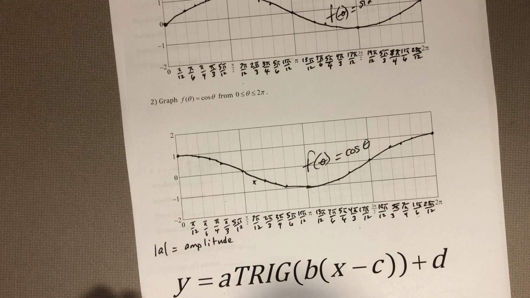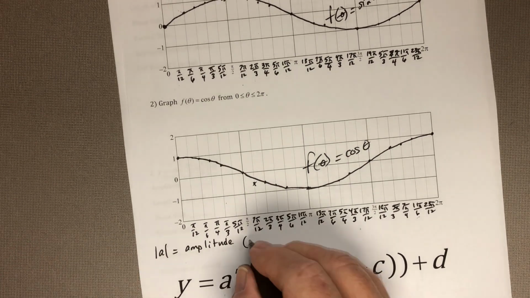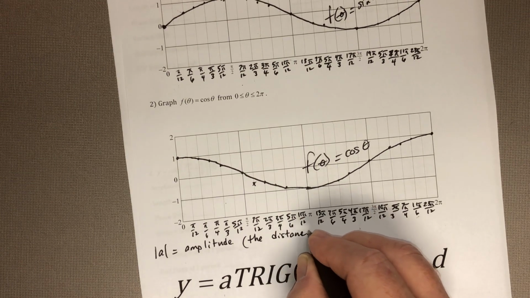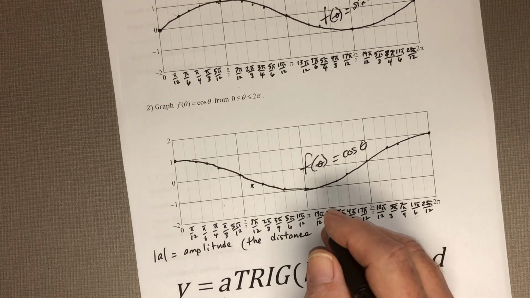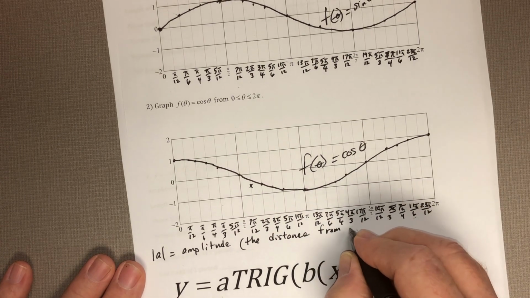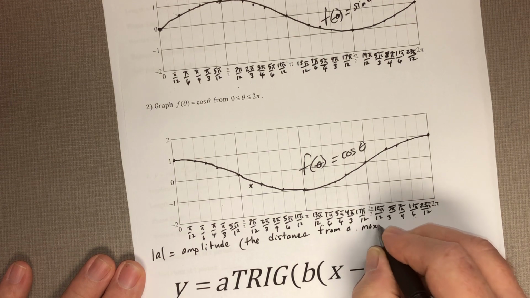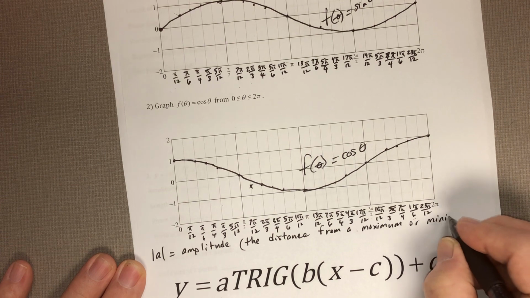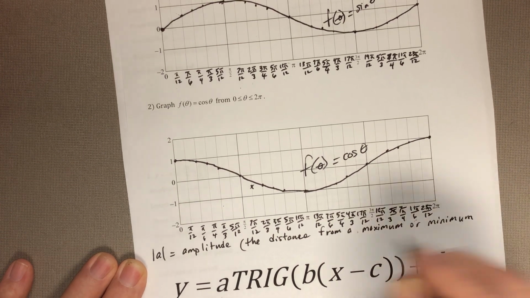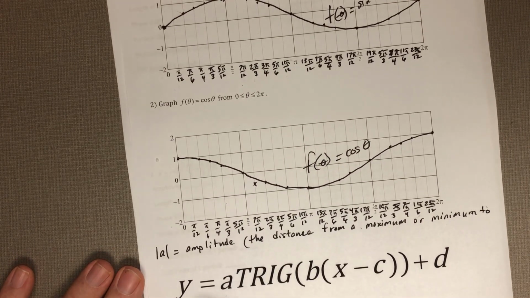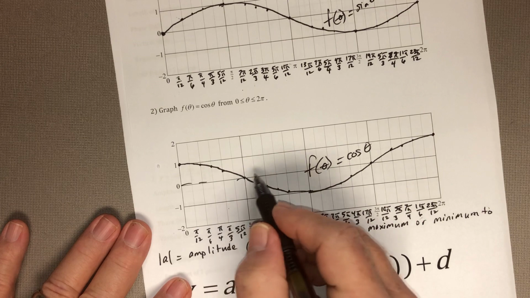And I will tell you that that is the distance from a maximum value or a minimum to the midline. Now, the midline is basically where it crosses the x-axis. I would just tell you that's the midline there.